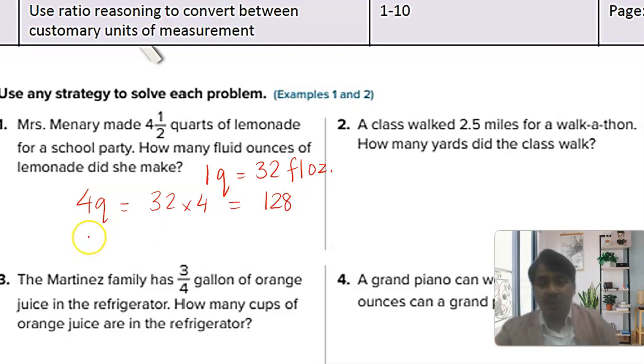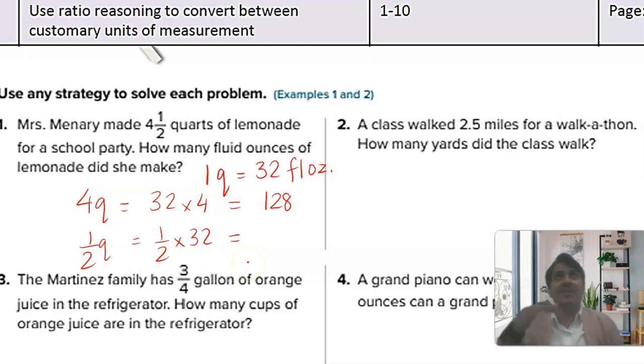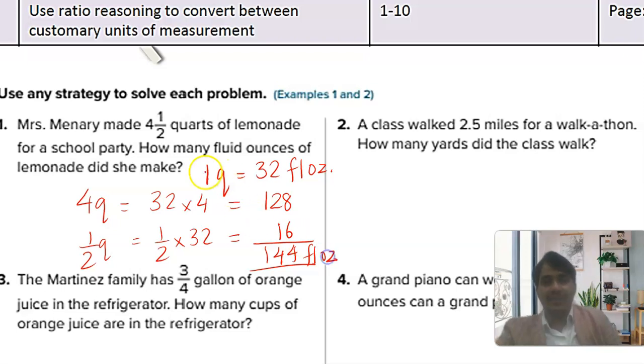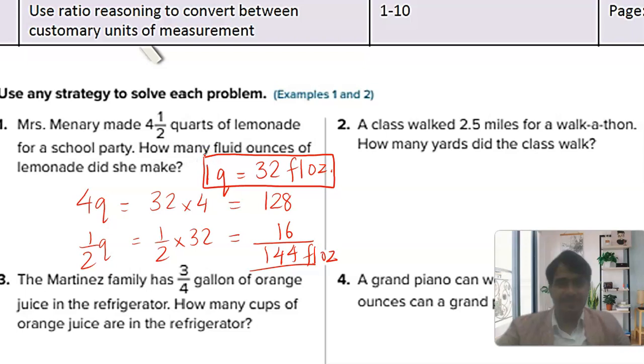And then you have a half a quart. Half a quart will be half times 32, that is 32 divided by 2, which is 16. So totally this will be 144 fluid ounces. For this you have to remember this conversion factor.